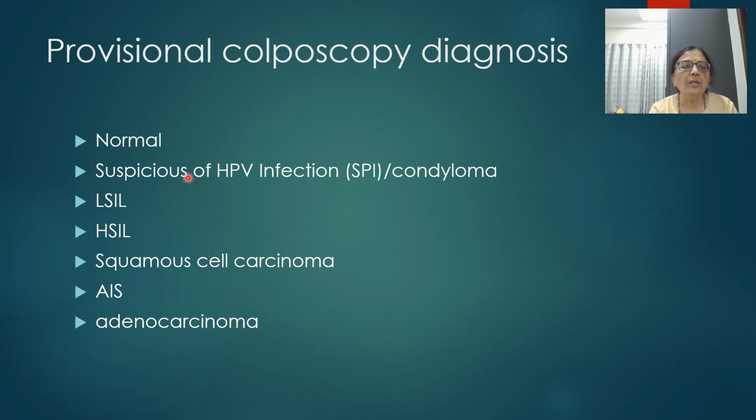So either it can be normal. There is a terminology which is called SPI, where there is a suspicion of papilloma virus infection, or condyloma. Then LSIL, low-grade squamous intraepithelial lesion, features suggestive of LSIL. Features suggestive of HSIL, high-grade squamous intraepithelial lesion. Features suggestive of invasion, squamous cell carcinoma. Then features suggestive of endocervical canal, especially adenocarcinoma in situ, or adenocarcinoma itself. That should be our provisional diagnosis, one of these in this list at the end of colposcopy.